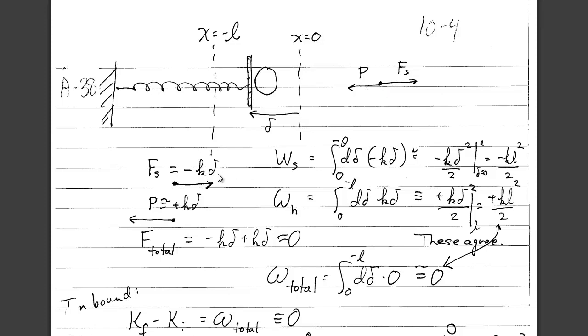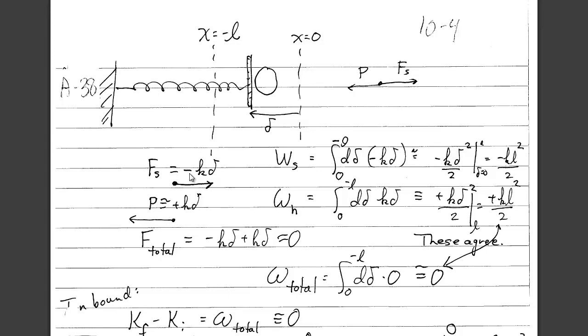A number of people needed to think about this a bit more clearly. The push force and the spring point in opposite directions. The spring force, if you look at it, is pointing in the plus x direction. So what is the spring force going to be? It's going to be minus kd. Bunches of people, alas, lost the minus sign.